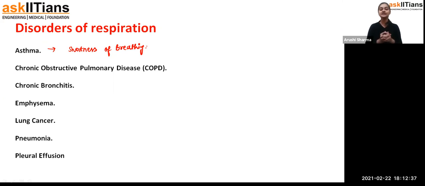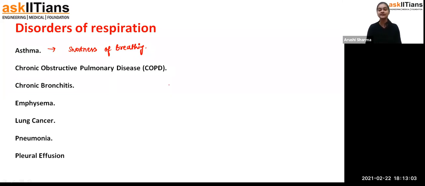Now the second is COPD, the chronic obstructive pulmonary disease. In this case, students, people face a long term breathing problem, meaning the breathing process is not proper. Because, as we have seen, respiration is a whole process, but breathing is a very important part of respiration. So in this case people face a very long term breathing problem.